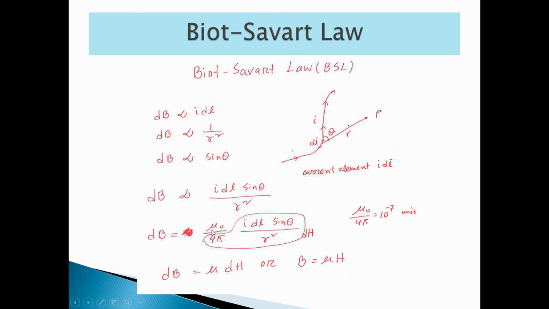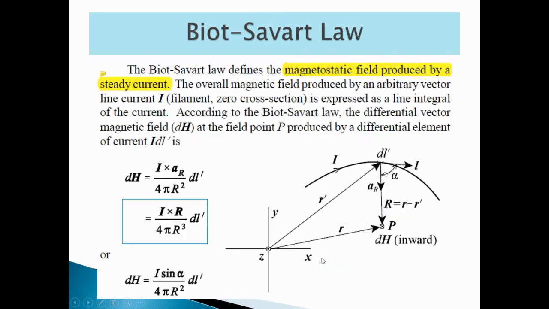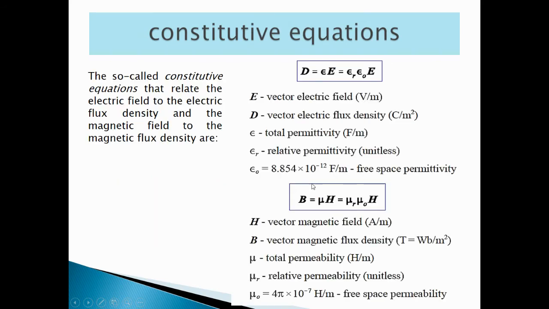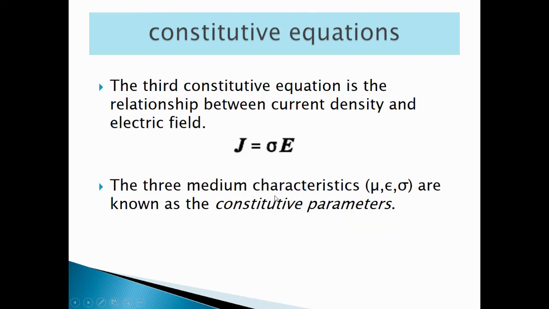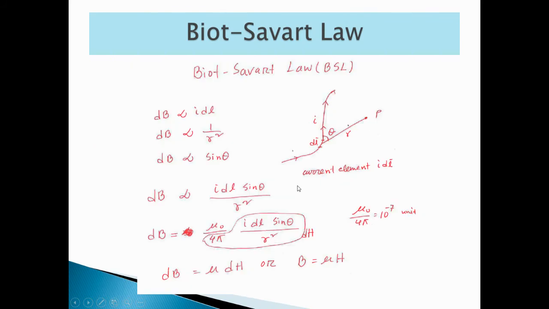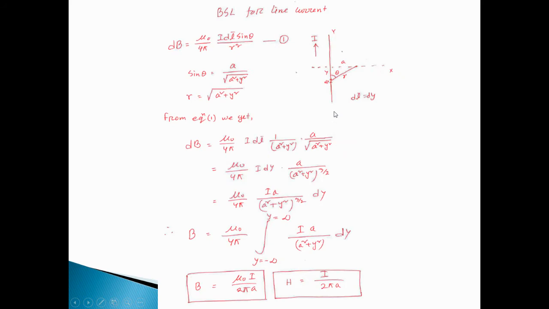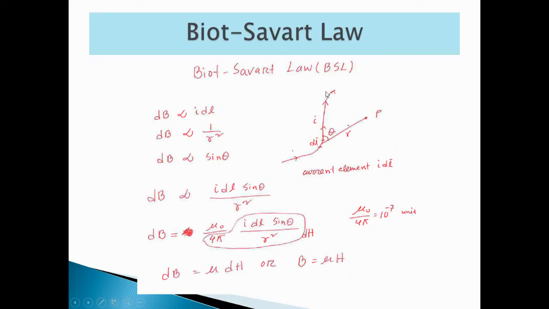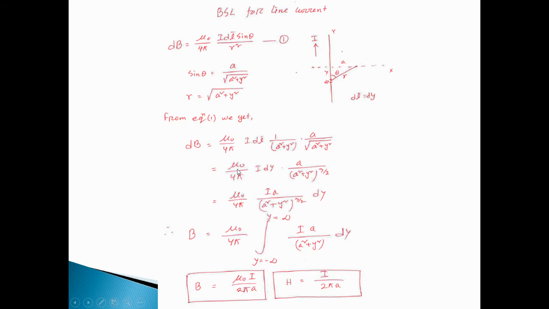Then only the mu naught remains, or we can just call it mu. So dB is equal to mu dH, and if we integrate them, we get B equal to mu naught H. This is how we got B equal to mu naught H, and that's how easily we can calculate this. Now this is for a current-carrying wire, right? Now let's go to another situation, a line current, not like a wire. If it's a line current, then how?